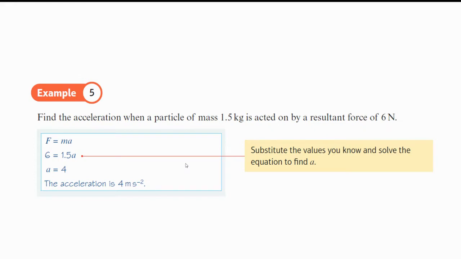Find the acceleration when a particle of mass 1.5 kilograms is acted on by a resultant force of 6 newtons. Just use your F equals ma formula. So force is 6, the mass is 1.5. They're already in SI units, which is great. And then a is the unknown. Divide both sides by 1.5 and you get acceleration is 4. It's as simple as that.